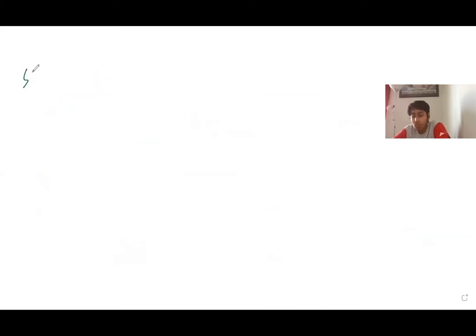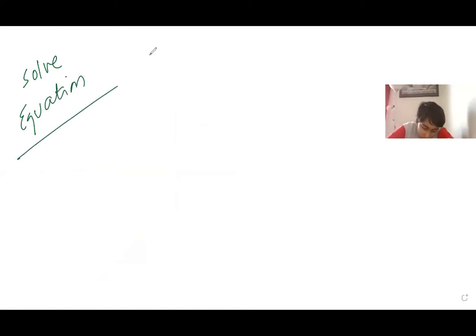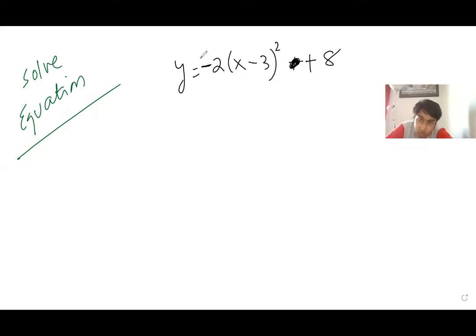Let's erase this. Now, solve an equation. Let me give you another equation, which is this time y equals 2x minus 3 whole square, and let me write plus 8 here and minus 2 here. Can you solve this equation? Tell me the answer, please. So the equation y is equal to minus 2 times x minus 3 whole square plus 8.